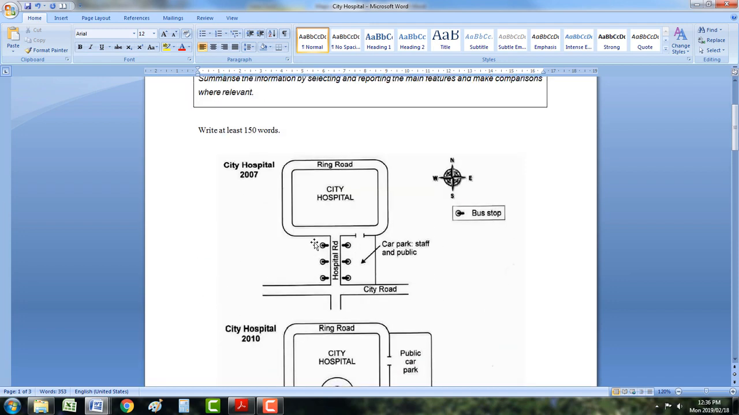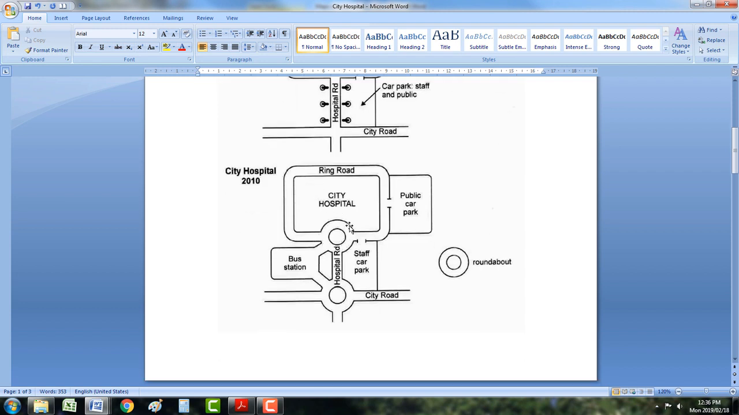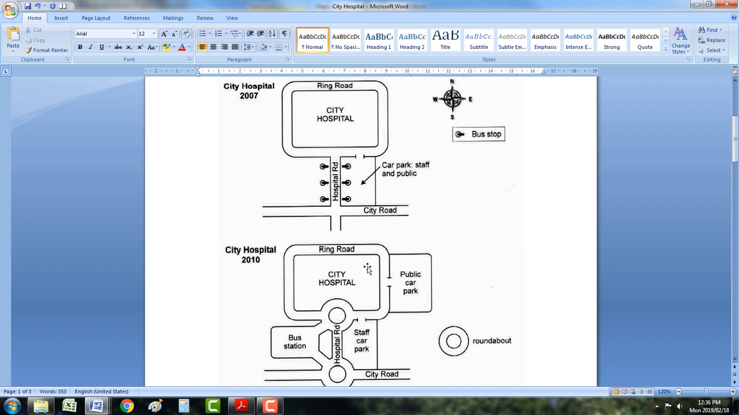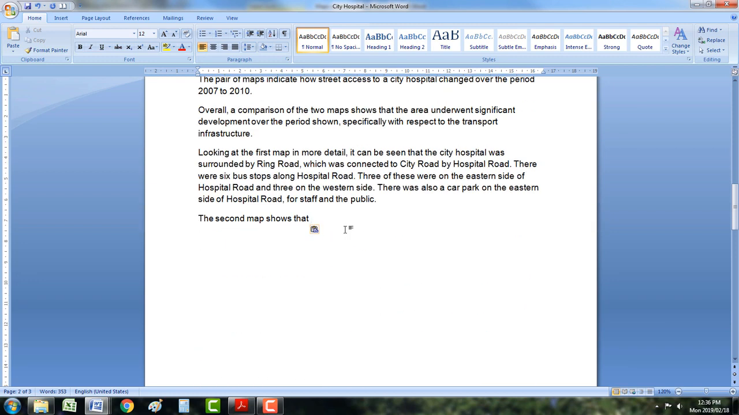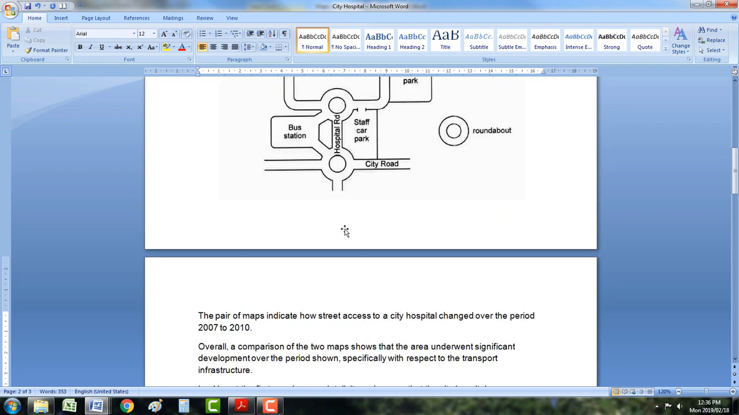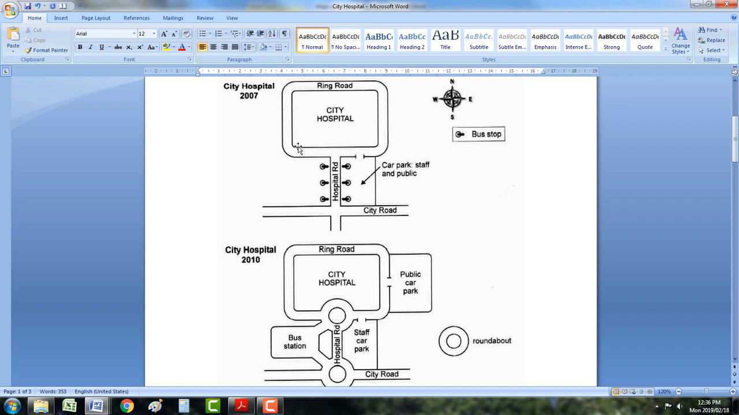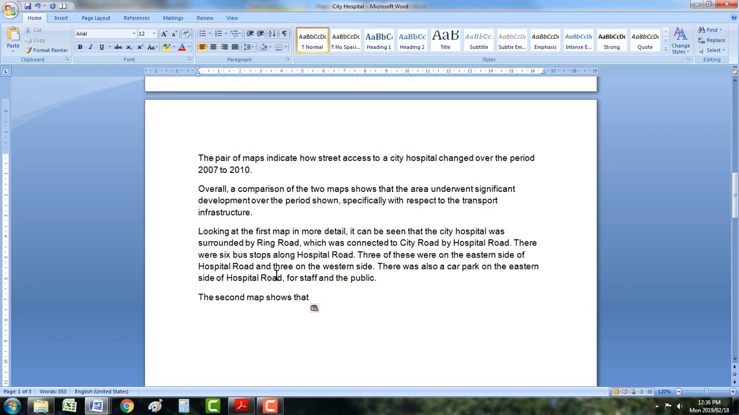So what's the main thing? For me, it's all about the roads. I want to start with these roundabouts. Those are the most important things. So you're going to say, what do you call that? That is called an intersection. And that is an intersection. The intersections were converted into roundabouts. But you have to be quite specific. The intersections between Ring Road and Hospital Road, and between Hospital Road and City Road, were converted into roundabouts.